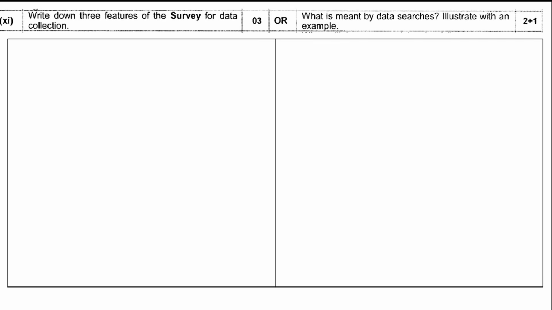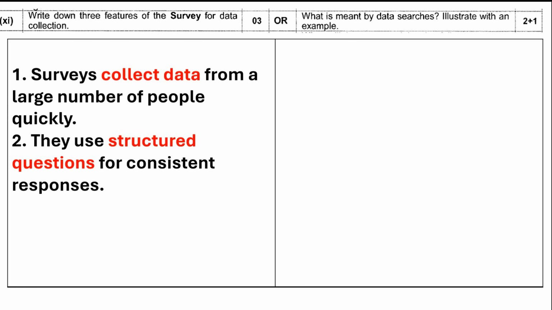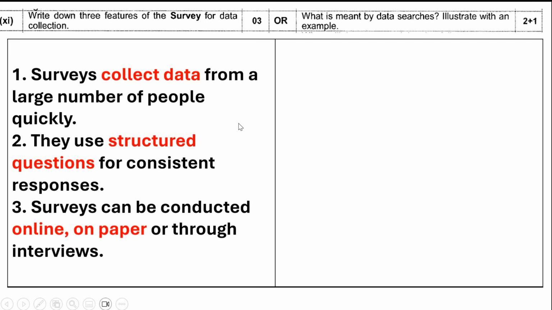Next question is, write down 3 features of the survey for data collection. You have collected the data. What are the 3 features? Number 1, survey collects data from a large number of people quickly. Then next point, they use structured questions for consistent response. This is the second feature. Third feature is, survey can be conducted online or on paper or through interviews. These are the channels through which you can conduct the survey.